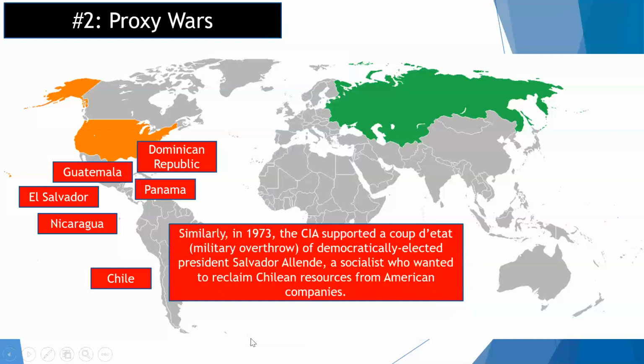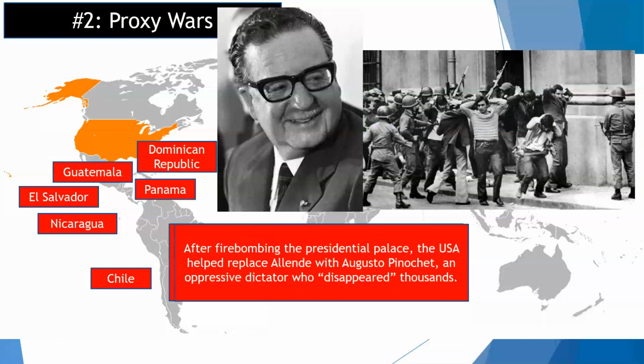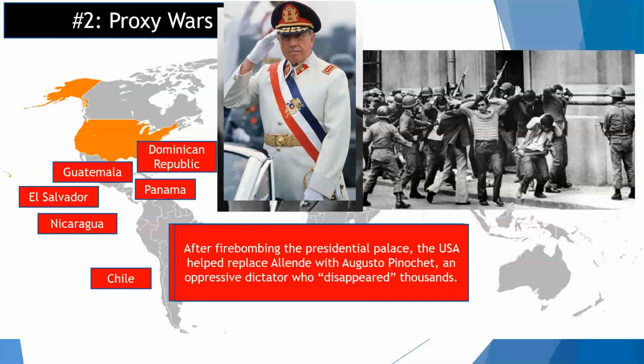In Chile, similarly, in 1973, the CIA supported a coup d'etat, a military overthrow of this guy, democratically elected President Salvador Allende, a socialist who wanted to reclaim Chilean resources from American companies. After firebombing the presidential palace, the USA helped replace Allende with this guy, Augusto Pinochet, an oppressive dictator who disappeared thousands of people. Today, Chile still lives with the constitution that was written during Pinochet's era, and massive protests in the fall of 2019 have led to a demand for a new constitution and a referendum on a new constitution that's currently just being delayed by the coronavirus.